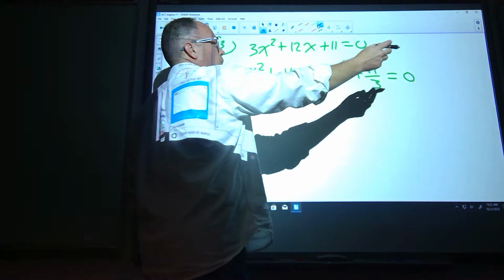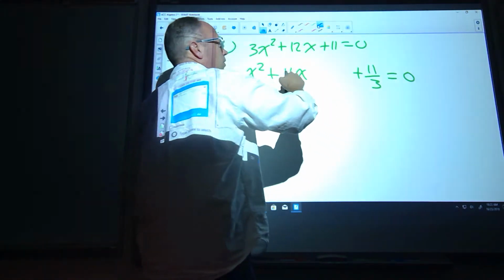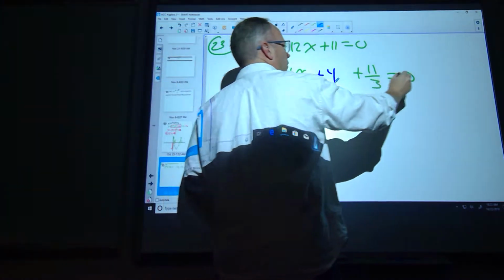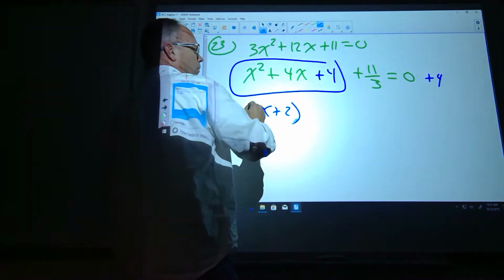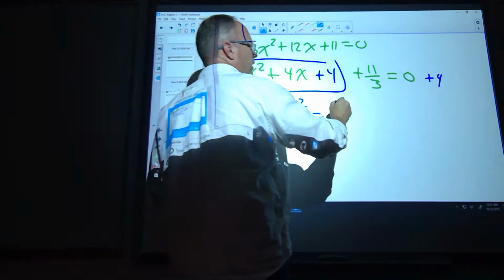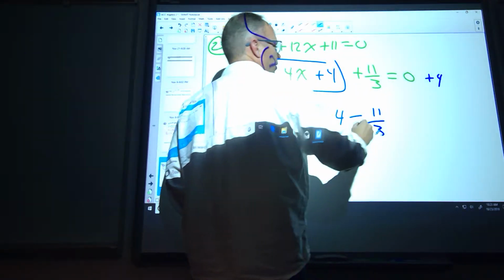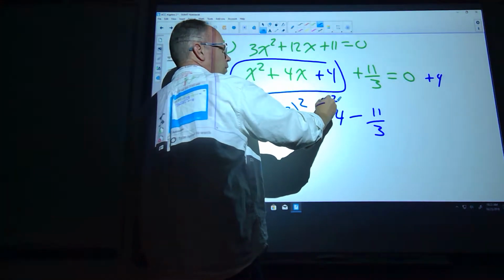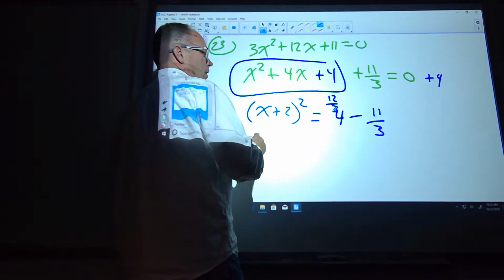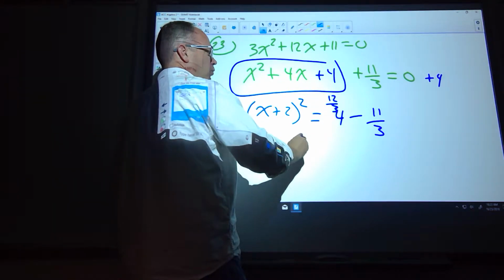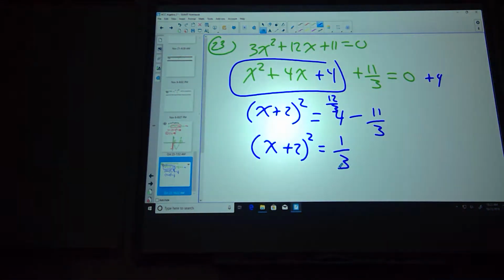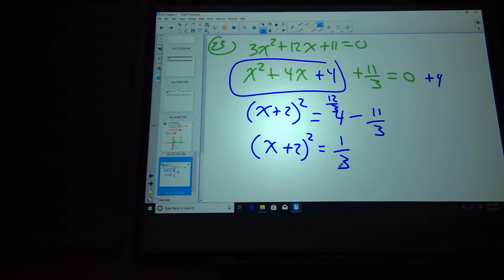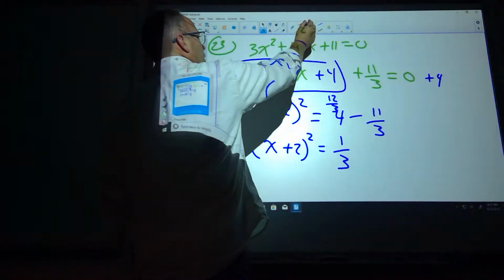Being we're trying to get it equal to 0, or we have 0 on the other side. So half of 4 is 2, 2 squared is 4. I'm going to add 4. Here's my complete square. And then I'll subtract 11 thirds, so I know that that's going to be 12 over 3. 12 minus 11 is 1. Is that okay so far? Did I do it right? Okay. Root. There you go.